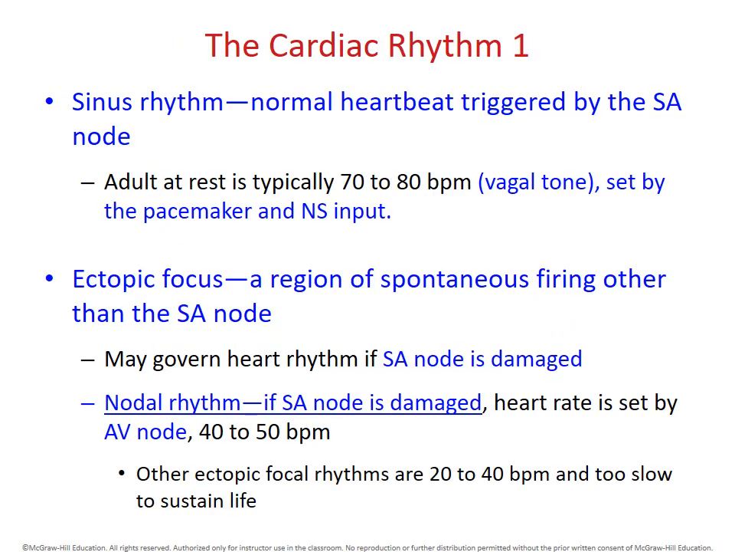Now, how do we explain initiating a heartbeat? We already know that the heartbeat is initiated by our SA node, which is our pacemaker node. When these cells are in control and trigger the heart rate, they set what we call our sinus rhythm, our normal heartbeat initiated by the pacemaker cells. On average, this gives us a vagal tone of about 70 to 80 beats per minute. On average, the heart will beat every 0.8 seconds, so if we plug that into the calculator, we get a number around 75 beats per minute.